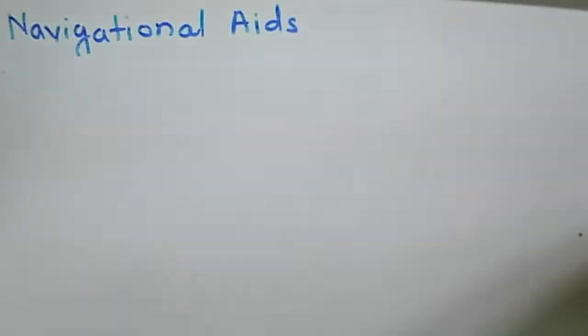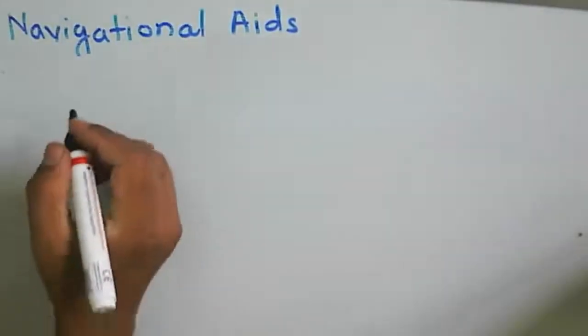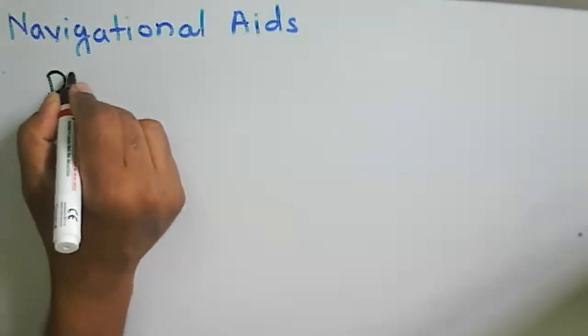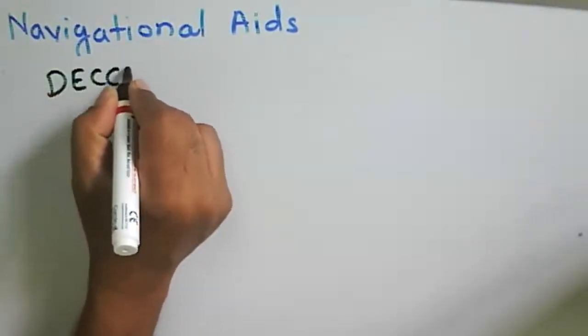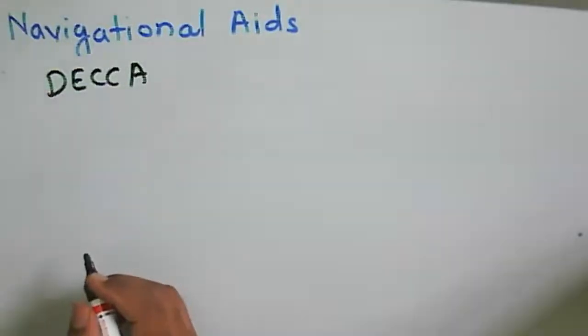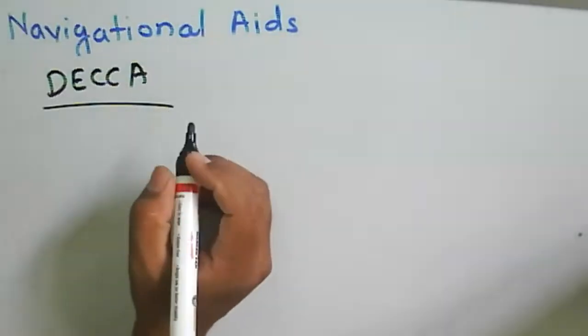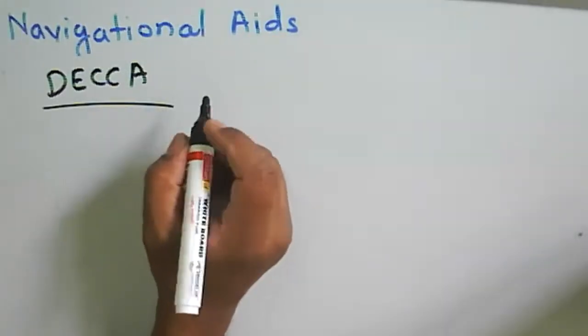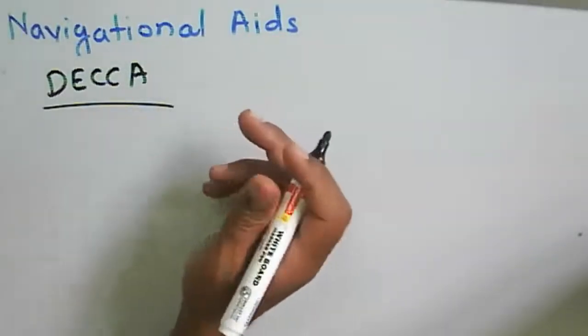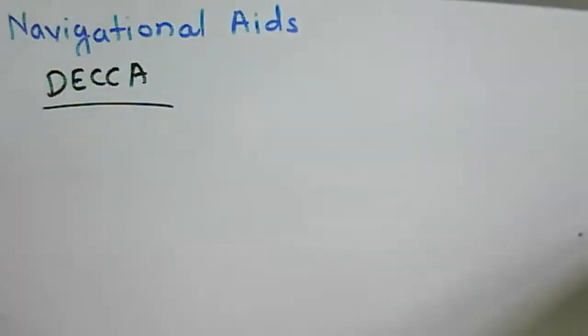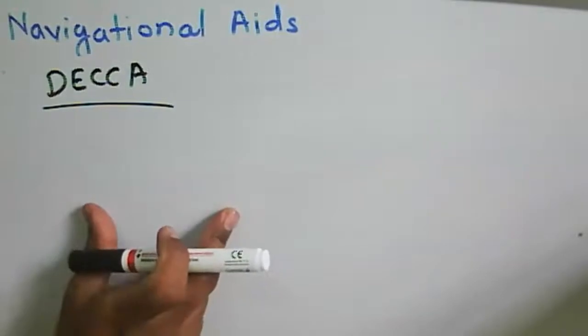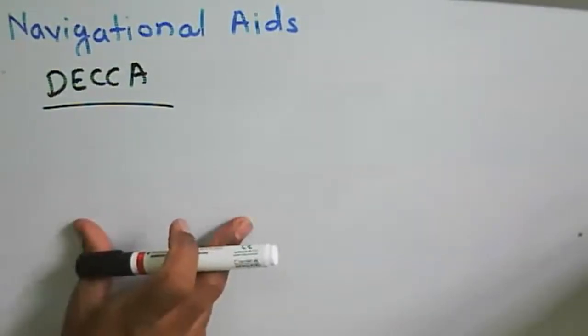We'll see another navigation system, that will be the DECCA navigation system. This DECCA navigation system is called a hyperbolic electronic navigation system. Just like we have seen earlier with the line of position, similarly this one is about DECCA. We have seen the hyperbolic line of position, and similarly DECCA is again a hyperbolic electronic navigation system.